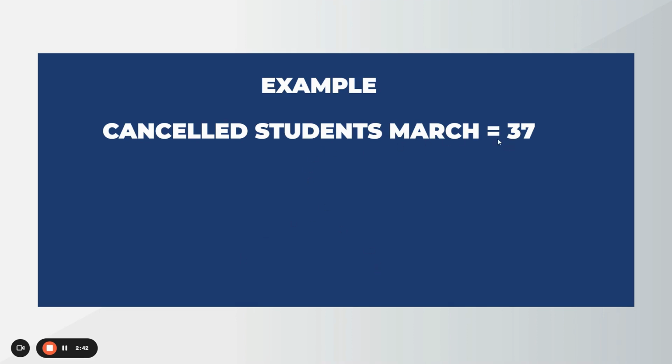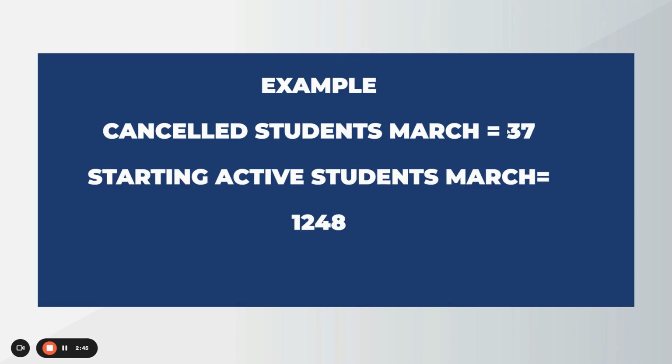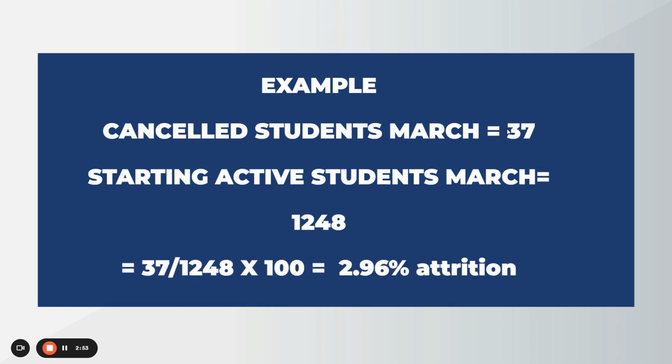So for the month of March, we've lost 37 students, but we started with 1,248 students. So very simply, we take the 37, divide it by 1,248, and multiply by 100 to get our attrition rate. So in this example, it's a 2.96 attrition rate. So I think that's the way we recommend you measure retention, because it's simple, it's easy to calculate, and it's not going to take you long to work out at all.